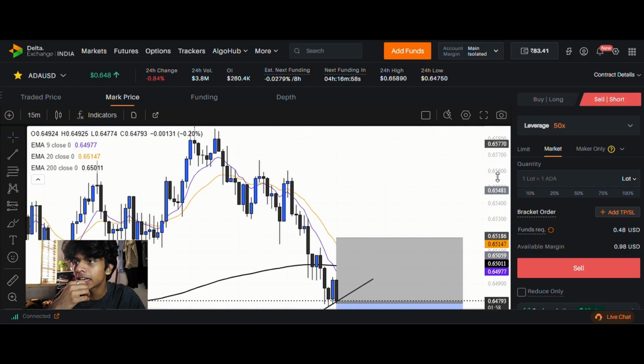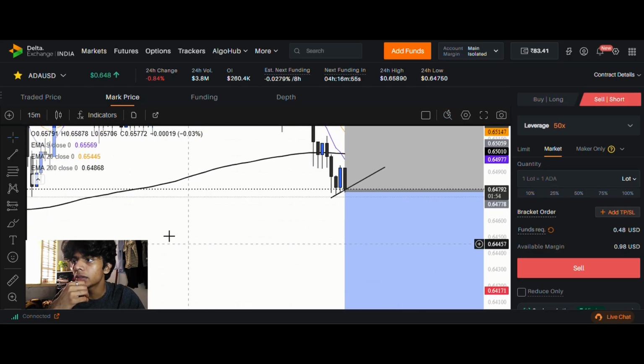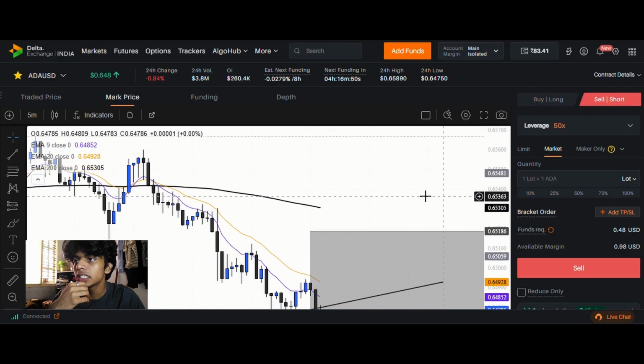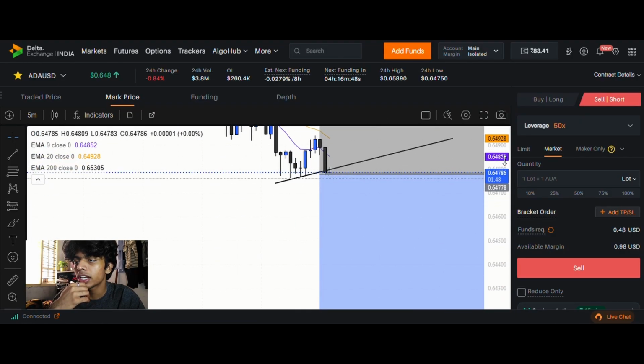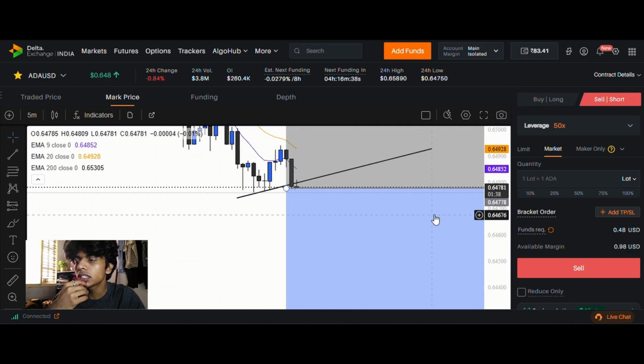As you can see, the candle is about to break this. So let's see where the candle breaks in the 5 minute. If you can see here, the candle has broken below the trend line, and it is also closing below the trend line, forming a wick. So let's see how this goes. I'm going to update you guys in another few minutes.